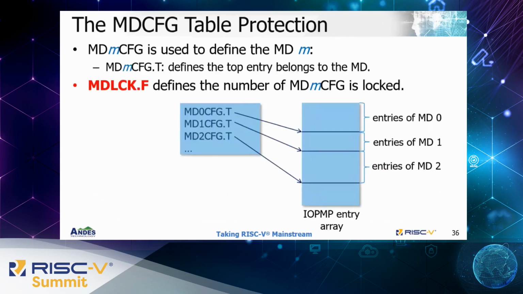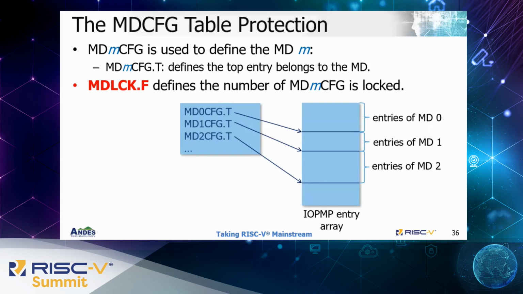This page comes to the protection of the MDCFG table. The field T in every MDCFG register points to the top entry of memory domain M. Modifying the field changes the belonging of IOPMP entries. An attacker can add or remove entries from a memory domain by manipulating its T field. Thus, we add an optional register MDLCK to lock those T fields.